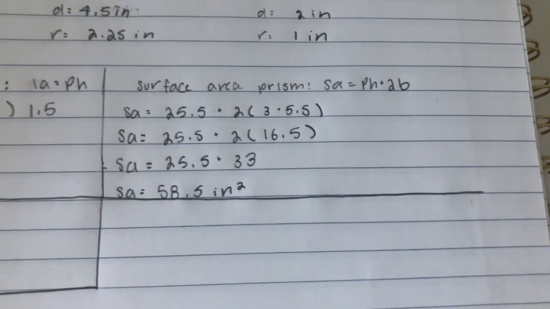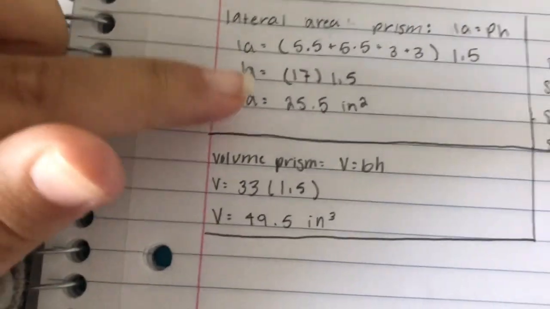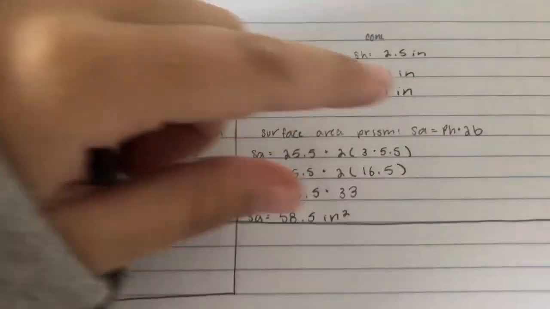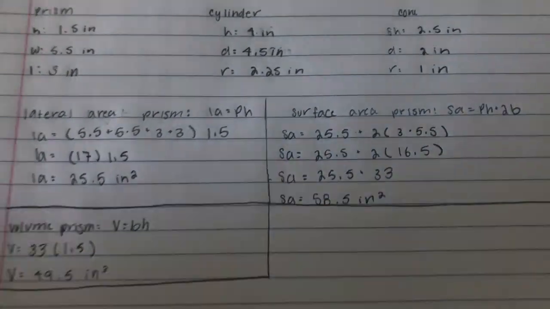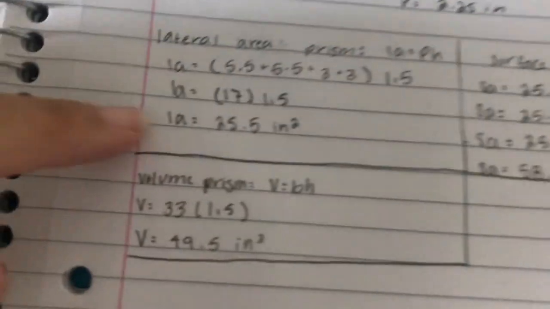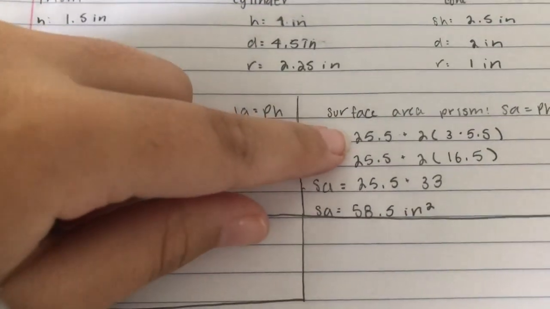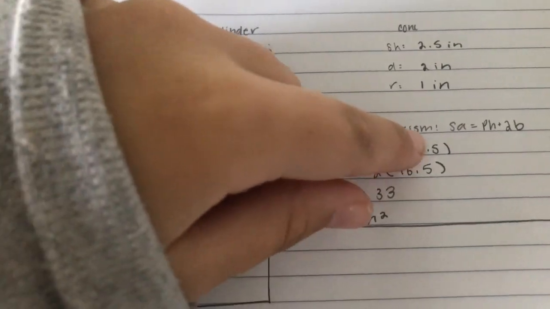To find our surface area of the prism, our equation is the exact same answer we got for our lateral area plus 2 times the area of the base. So we take our answer that we got for lateral area, which is 25.5, and plug it in here. Then we do 2 times 3 times 5.5.